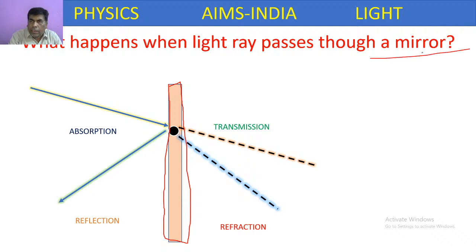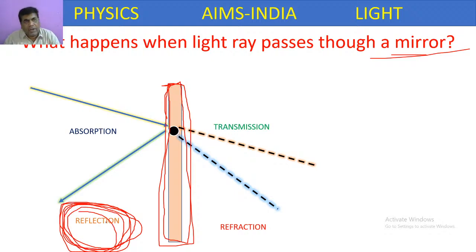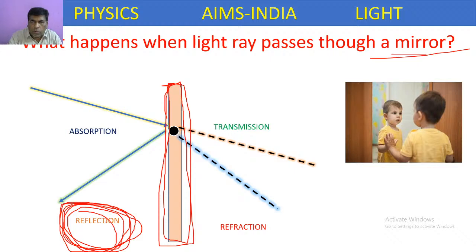But here, if the object is a mirror, not an opaque or other kind of object, what happens? We will observe a phenomenon of light called reflection, through which we can observe our image in the mirror. Regarding that, we will be discussing. Because of this reflection process, we are able to observe our image.